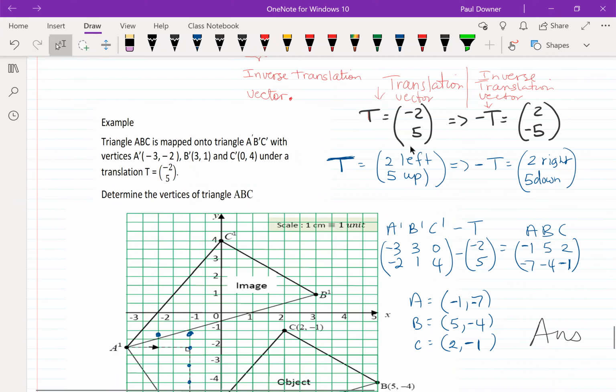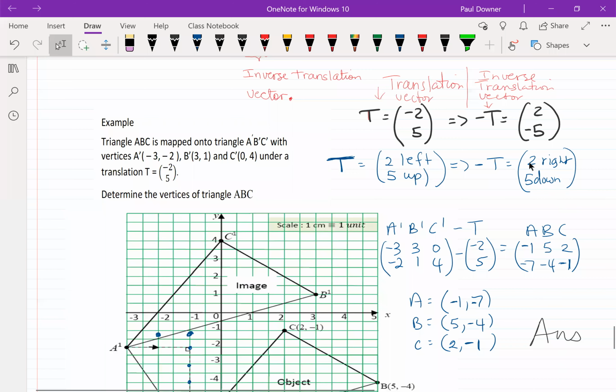We have to do the opposite. We have to move from the image points back to the object, because we start off with the image A prime, B prime, and C prime. So that means we have to use the inverse translation vector, which is minus t, which really is (-2, 5). That is, take each of the image points and move 2 to the right and 5 down, and that will carry us back to the original object points.